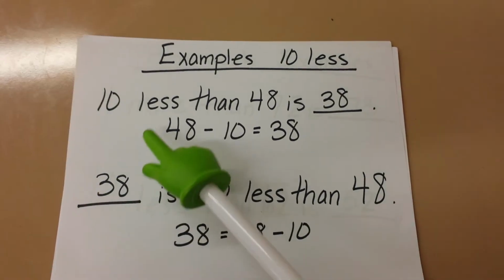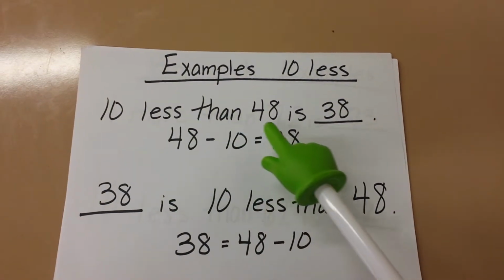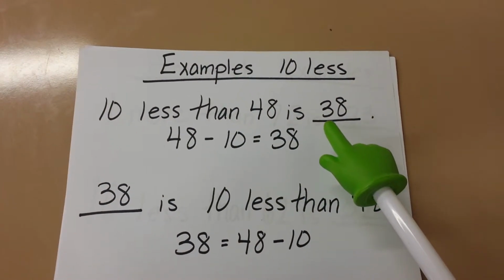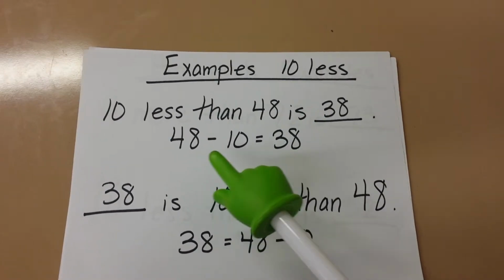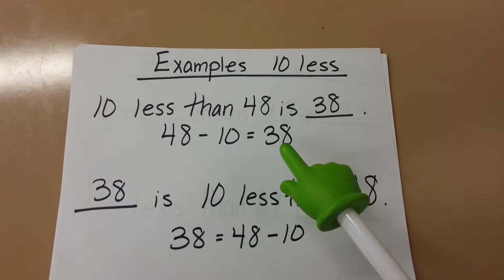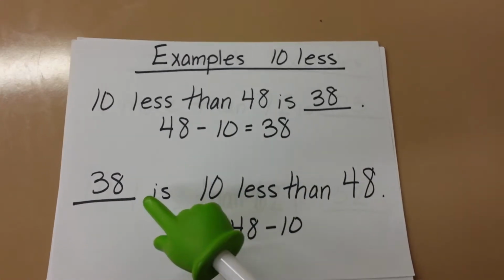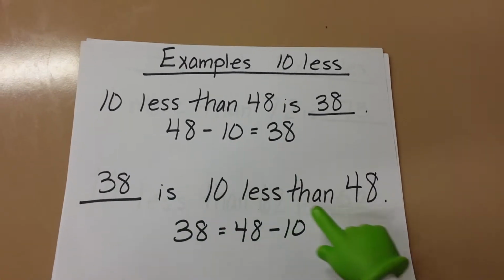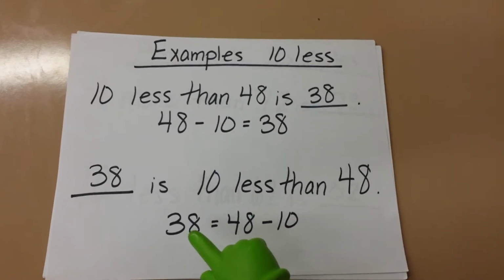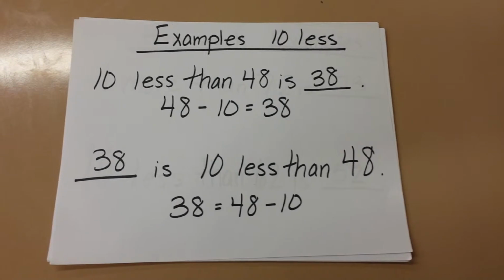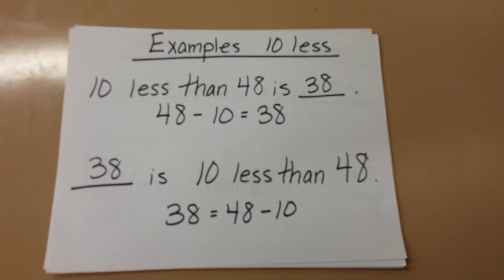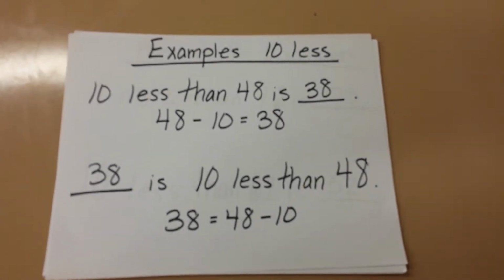Example for 10 less. 10 less than 48 is 38. You can see our tens place went down by 1. 48 minus 10 equals 38. 38 is 10 less than 48. 38 equals 48 minus 10. I think you can see the pattern that we're getting into.